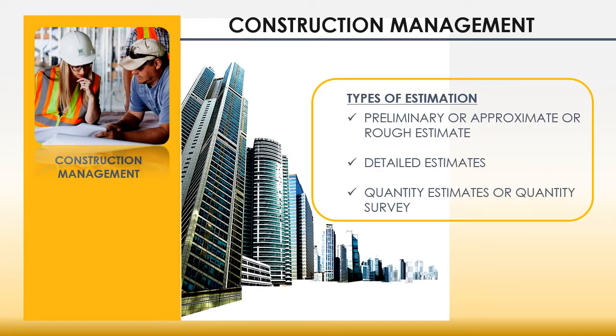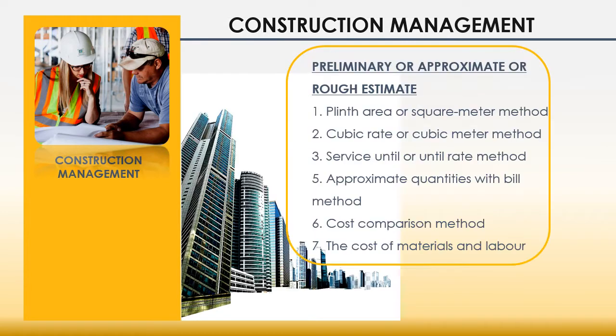Then types of estimation. They are preliminary or approximate or rough estimate, detailed estimates, and quantity estimate or quantity survey. First one, preliminary or rough estimate. This estimate is done in order to find out an approximate cost in very short time before starting the project. The estimation is made before selecting the final specification and design of the project.